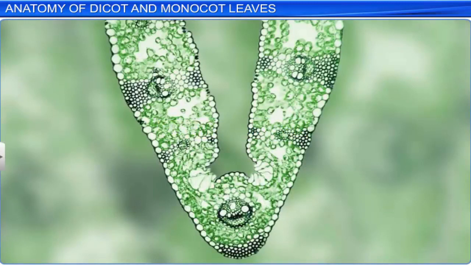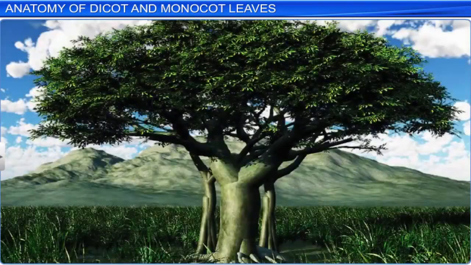Hence, a lot of activity goes on in the internal structure of a leaf. Since major food production takes place in leaves, they are aptly known as the plant's powerhouse of energy.